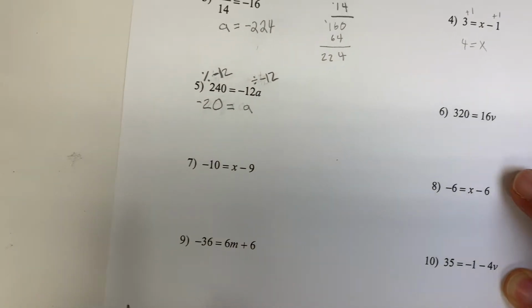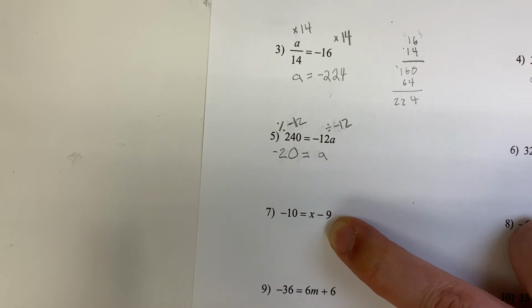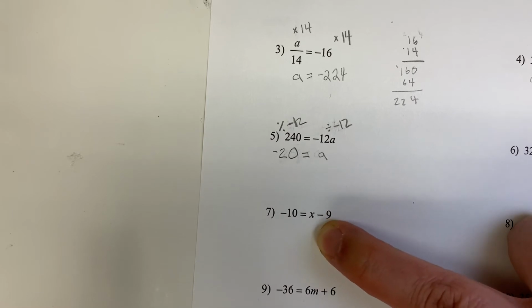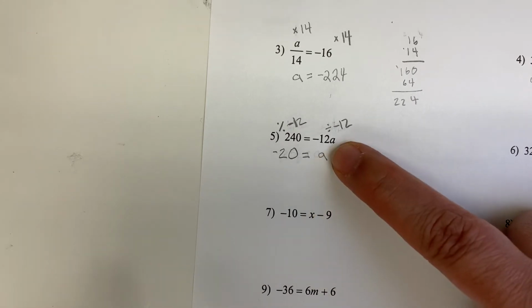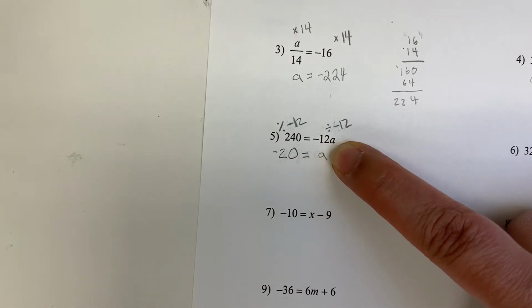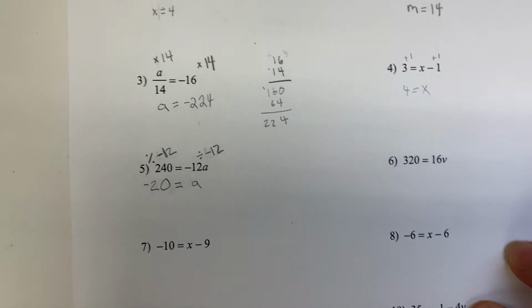Okay, so if we talk about this one, number 7, X was all alone, and then 9 came along, and then take away 9 from X, right? Okay, this one, A was all alone, and then negative 12 came along, and then they get multiplied by each other, right? So same story here, number 10.